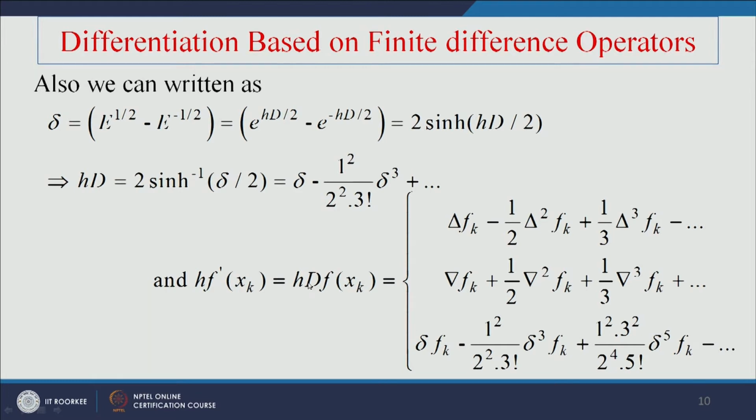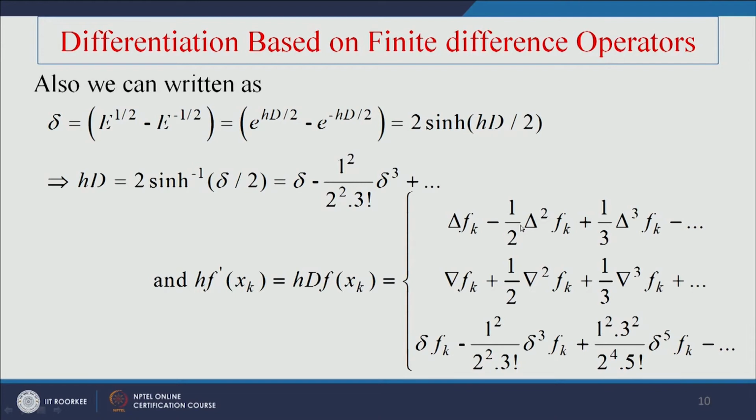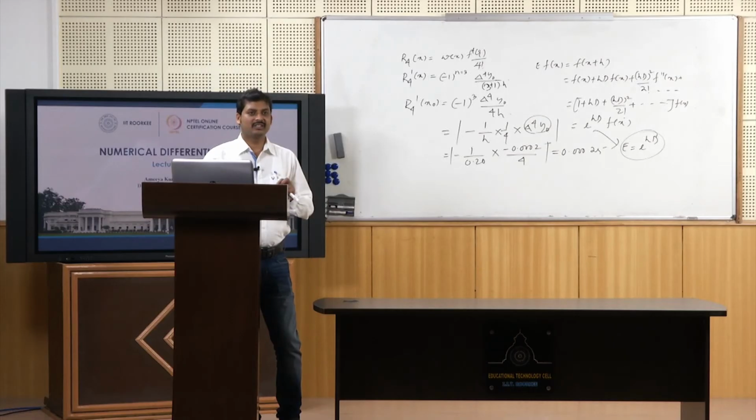Similarly, this differential operator can also be expressed in a backward difference form, that can be expressed as nabla of fk plus half nabla square of fk plus 1 by 3 nabla cube of fk. So, likewise we can also express, and also in central difference approximations this can be written as delta of fk minus 1 square by 2 square 3 factorial delta cube of fk plus 1 square into 3 square by 2 to the power 4 5 factorial delta to the power 5 fk. So, likewise we can express these differential operators in various operator forms.